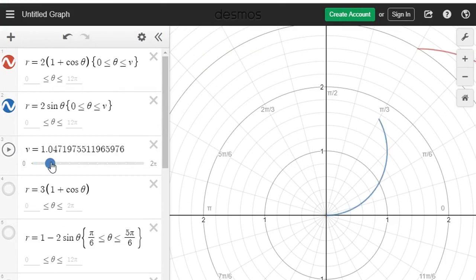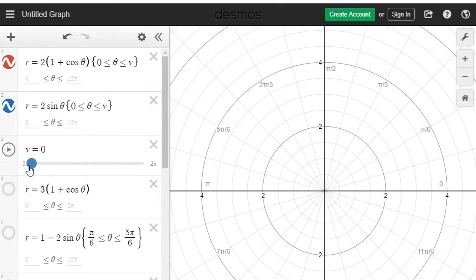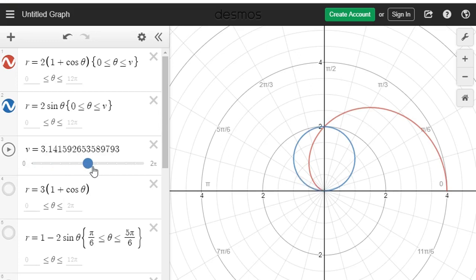So if I graph these two things, I'll zoom out a little bit. If I graph these two things, 2 times 1 plus cosine theta and 2 sine theta, it appears we intersect twice. Also notice the blue one is done by pi, which was something that we figured out at the beginning. But the red one, which is a cardioid, it takes all of 2 pi in order to do it. So notice it appears to intersect at pi over 2 and pi for our theta, and at r equals 2 and r equals 0.